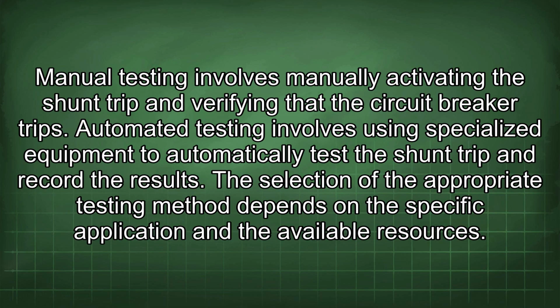Manual testing involves manually activating the shunt trip and verifying that the circuit breaker trips. Automated testing involves using specialized equipment to automatically test the shunt trip and record the results. The selection of the appropriate testing method depends on the specific application and the available resources.